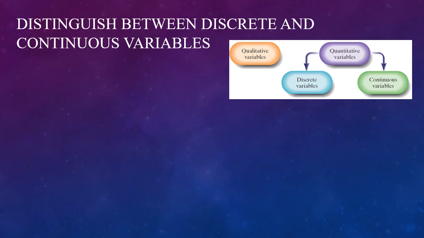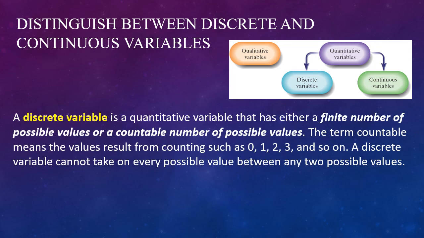So our next objective in this section is to distinguish between discrete and continuous variables. And from the image that you're seeing there, you can see that discrete and continuous variables are classifications of quantitative variables, not qualitative. A discrete variable is a quantitative variable that has either a finite number of possible values or a countable number of possible values. The term countable means the values result from counting. Think of our counting numbers, 0, 1, 2, 3, and so on.